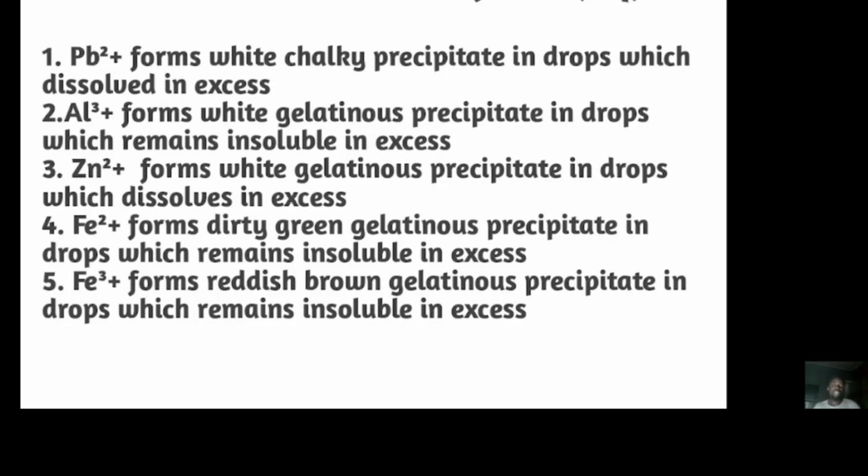The second reagent that is used to test for cations is ammonia. And what do we have for ammonia? Now, in the case of sodium hydroxide, we were considering the amphoteric substances, and we said that once it is Pb, it is aluminium, or it is zinc, it will dissolve in excess sodium hydroxide. So you have that.